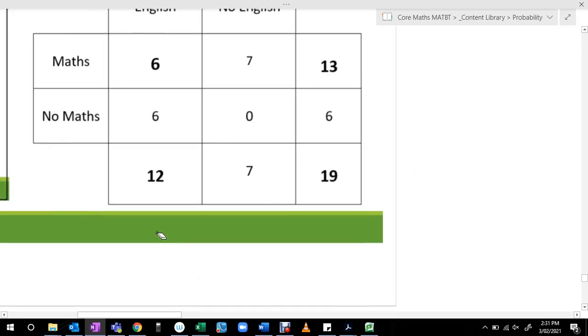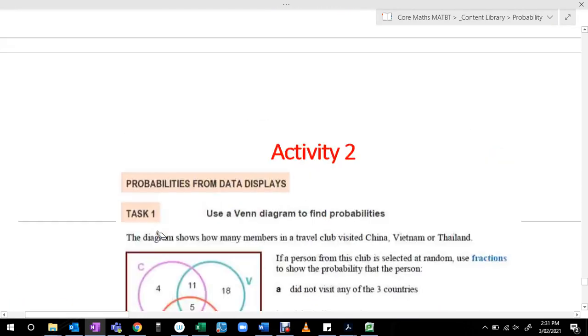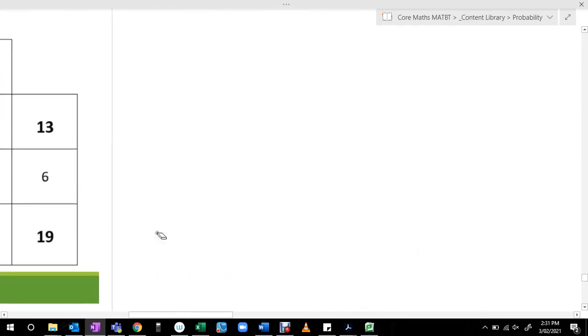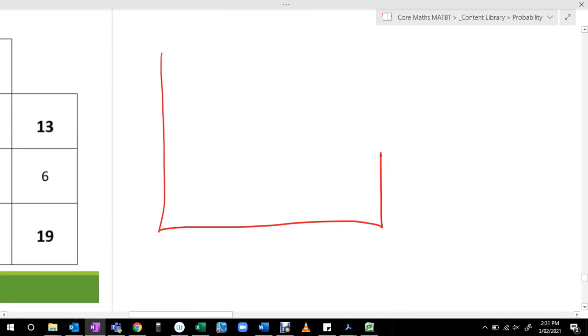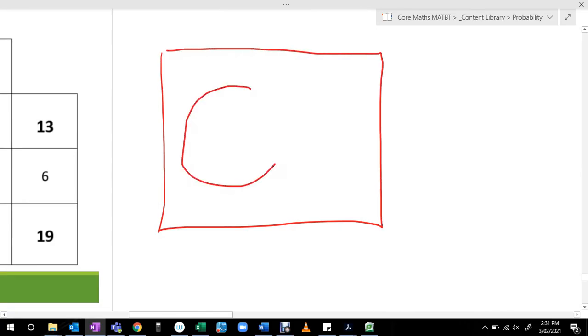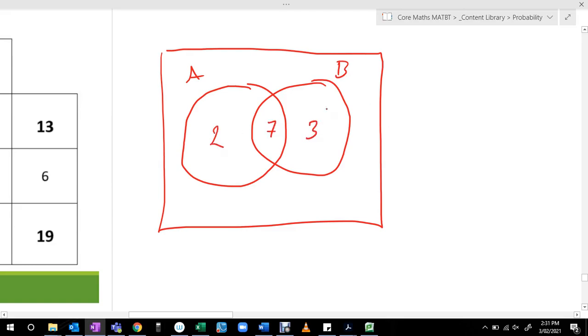So let's actually fill some out here. Actually, I'm going to make a new one, my own one here. I'd like you guys to copy this down. Let's see if you guys can make a two-way table for this. So I'm just going to make a Venn diagram. Don't copy the Venn, but copy the two-way table. I'll just call this A. This can be B. We'll call this 7, 2, 3. And you've got 4 here.